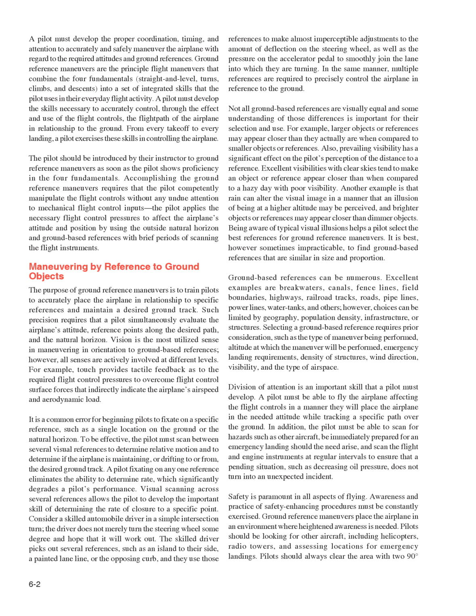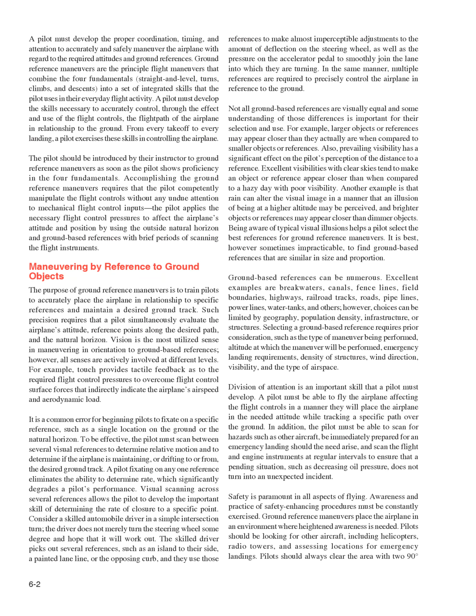For example, touch provides tactile feedback as to the required flight control pressures to overcome flight control surface forces that indirectly indicate the airplane's airspeed and aerodynamic load. It is a common error for beginning pilots to fixate on a specific reference, such as a single location on the ground or the natural horizon. To be effective, the pilot must scan between several visual references to determine relative motion and to determine if the airplane is maintaining, or drifting to or from, the desired ground track. A pilot fixating on any one reference eliminates the ability to determine rate, which significantly degrades a pilot's performance.